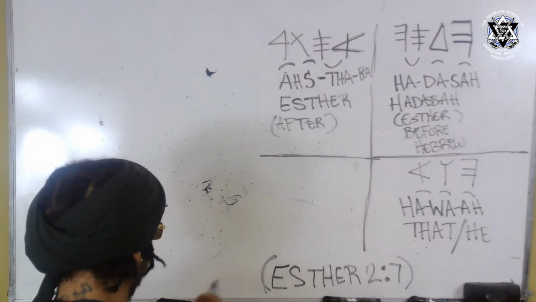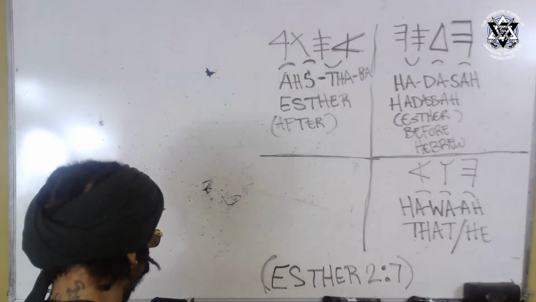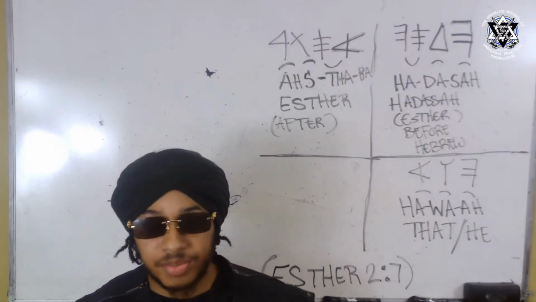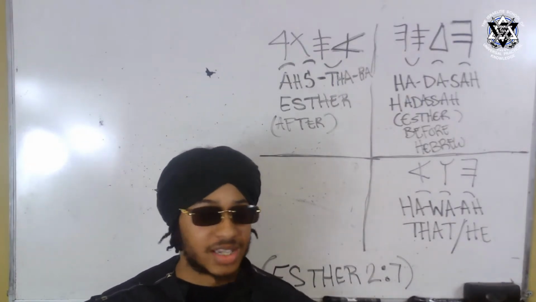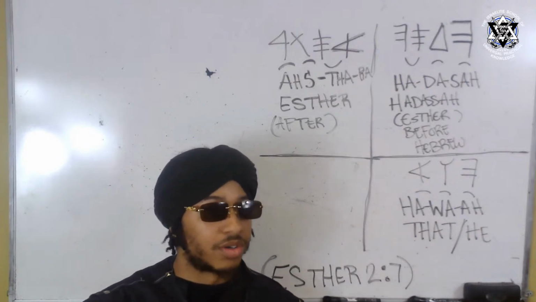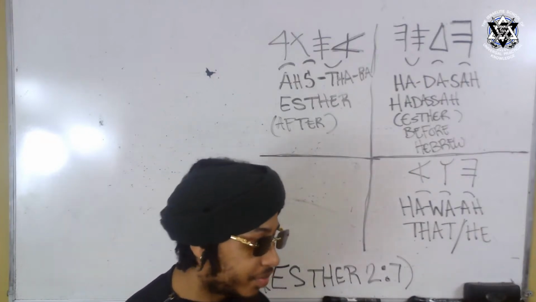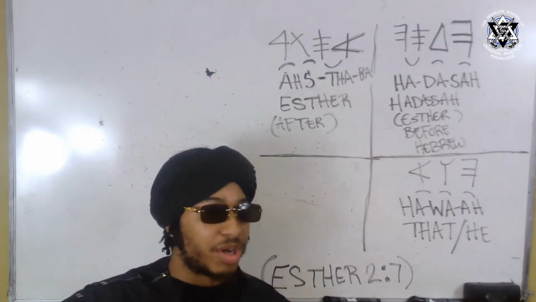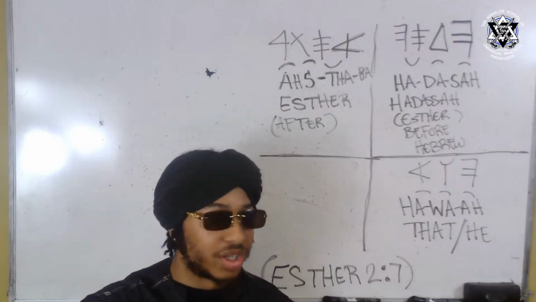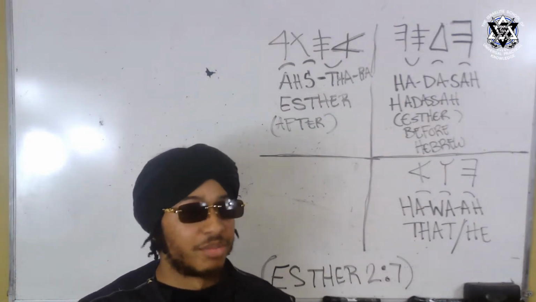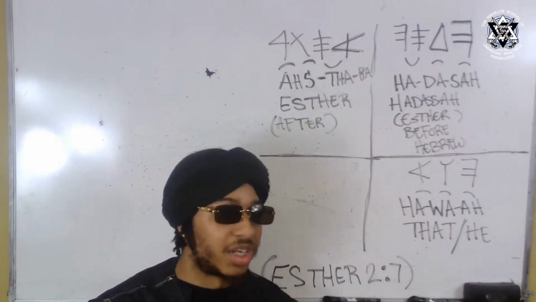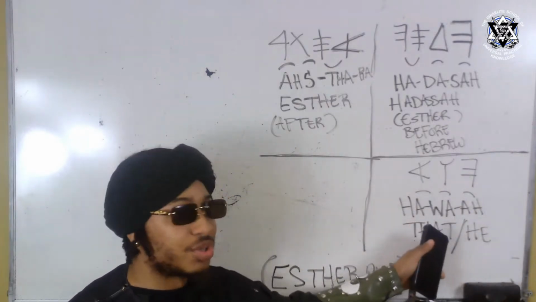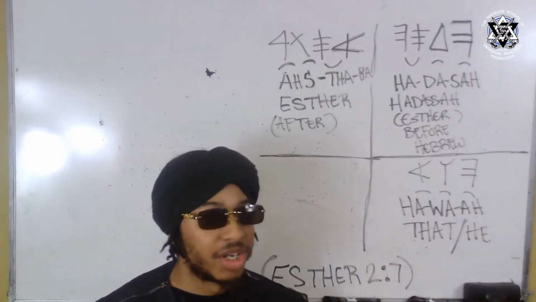Let me give y'all the rest of the words from the verse. Now remember, I'm giving y'all the root words. This isn't the actual verse as it was written. I'm just giving you every root word for vocabulary. A root word is just the actual basic word without anything attached to it. It's just the regular meanings of the word, because a word can have more than one meaning. Just like Hawa means he, but it was used as that in this case, because that's one of the other meanings of it.